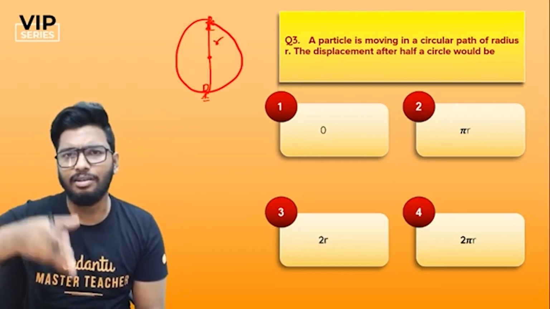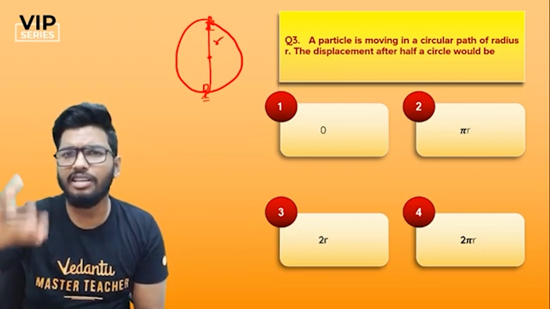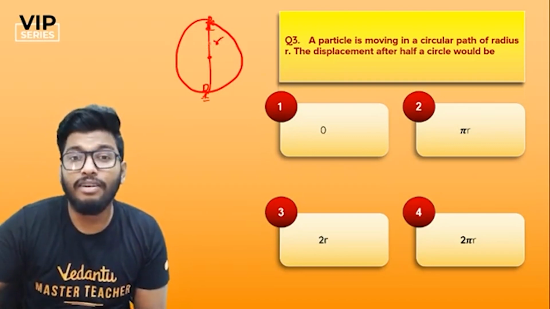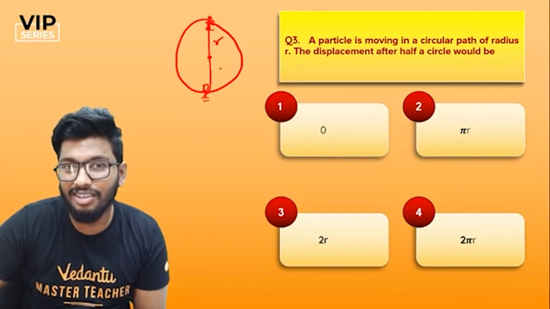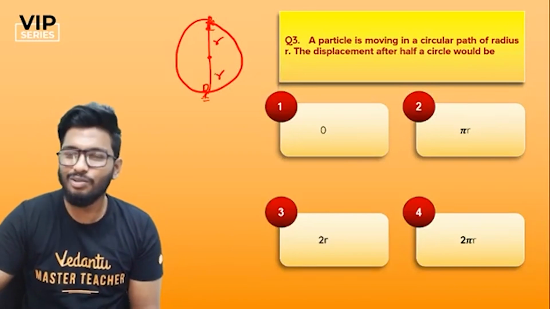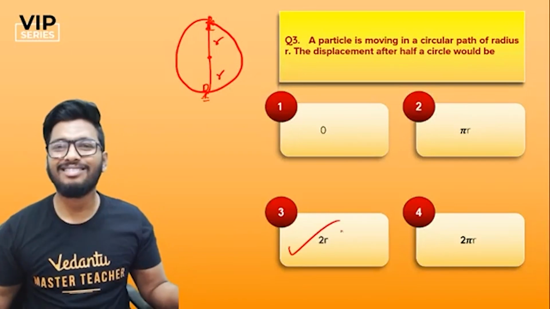So radius is nothing but, in a circle, it's always going to be the same. So if you're talking about half the circle, then it should be twice the radius. So what will be the answer? It will be 2r. Simple.